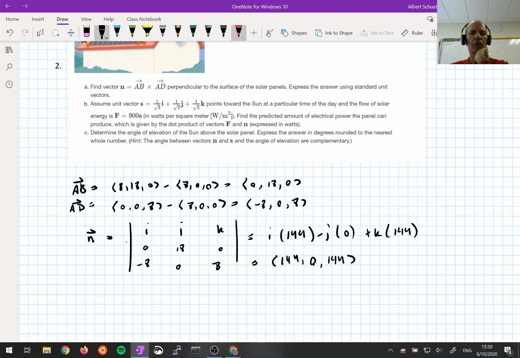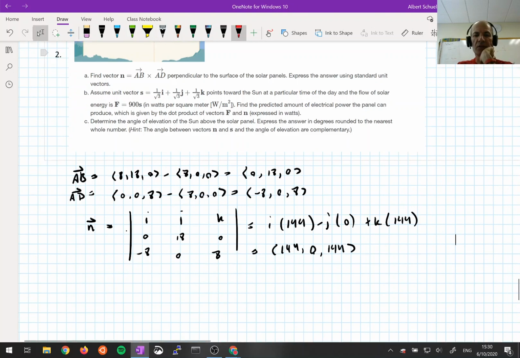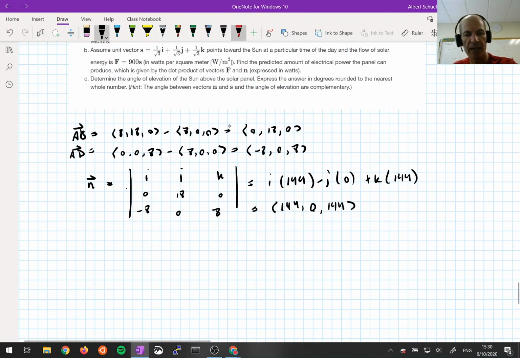All right. So if we assume a unit vector S points towards the sun at a particular time of the day, and that the flow of solar energy is this vector F, 900 times S, find the predicted amount of electrical power the panel can produce. This is given by the dot product of the vectors F and N. So this is part A up here, but part B, if we take F, which we can write in component form like this, 900 over root 3 times 1, 1, 1. Notice I factored those scalars out front.